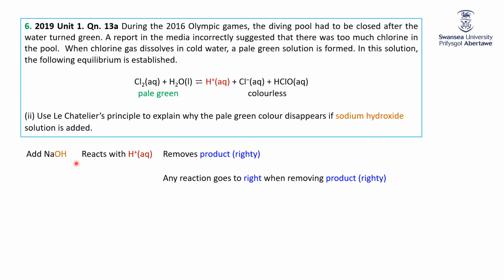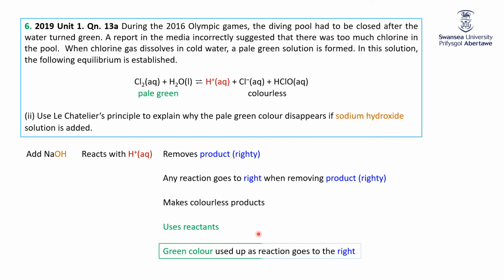So therefore, when we add the OH-, the reaction is going to go to the right. It will make more of these colorless products, and in doing so, of course, it will use up the reactants, use up the pale green. So thus, as you add the hydroxide, you're turning the pale green into the colorless. The green color is used up because the reaction is going to the right. And the reason it's going to the right is the hydroxide is removing the H+.